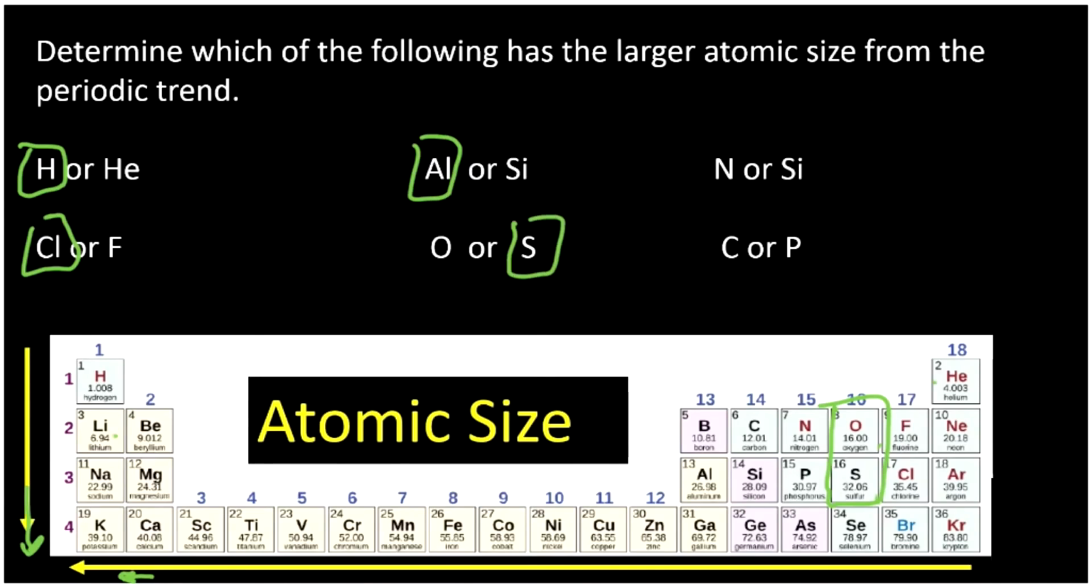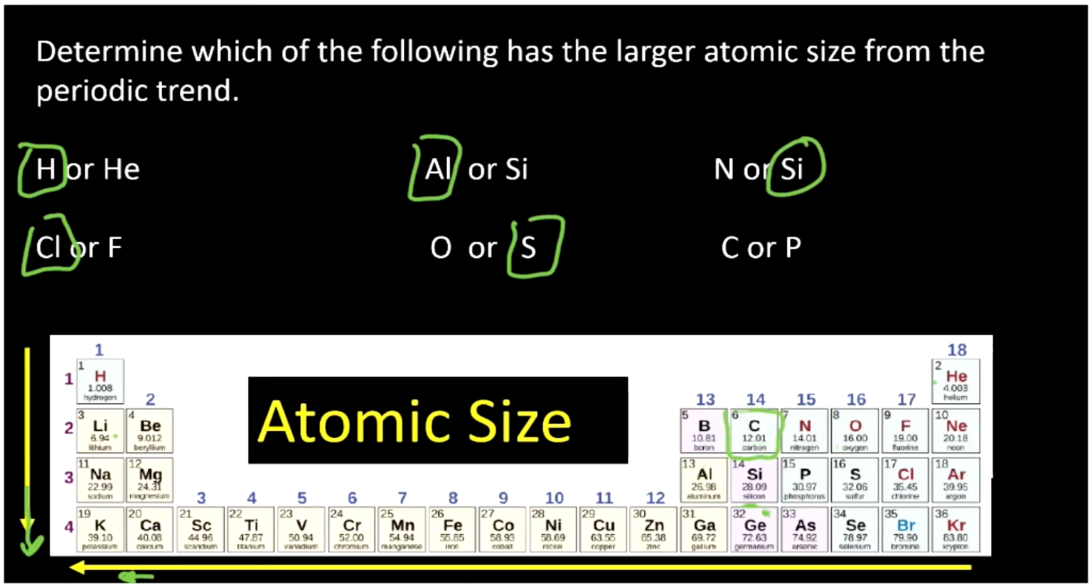Now we get to a slightly more interesting one. We're going to compare nitrogen and silicon. So here's nitrogen, and here's silicon. Well, silicon is to the left of nitrogen, so that suggests it's bigger. Silicon is also below nitrogen, so that suggests it's bigger. So that one's pretty straightforward. Silicon is bigger.